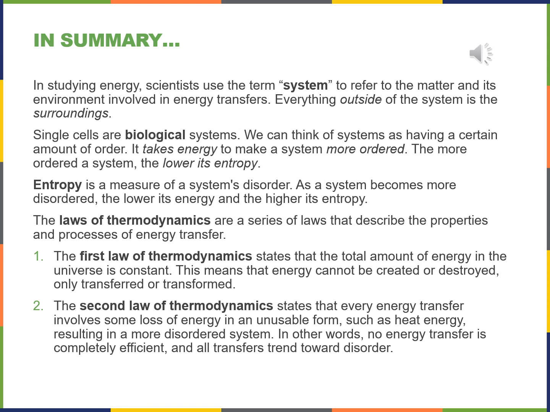The laws of thermodynamics are a series of laws that describe the properties and processes of energy transfer. The first law of thermodynamics states that the total amount of energy in the universe is constant. This means that energy cannot be created nor destroyed. It can only be transferred or transformed. The second law of thermodynamics states that every energy transfer involves some loss of energy in an unusable form, such as heat energy, resulting in a more disordered system. In other words, no energy transfer is completely efficient, and all transfers trend toward disorder.